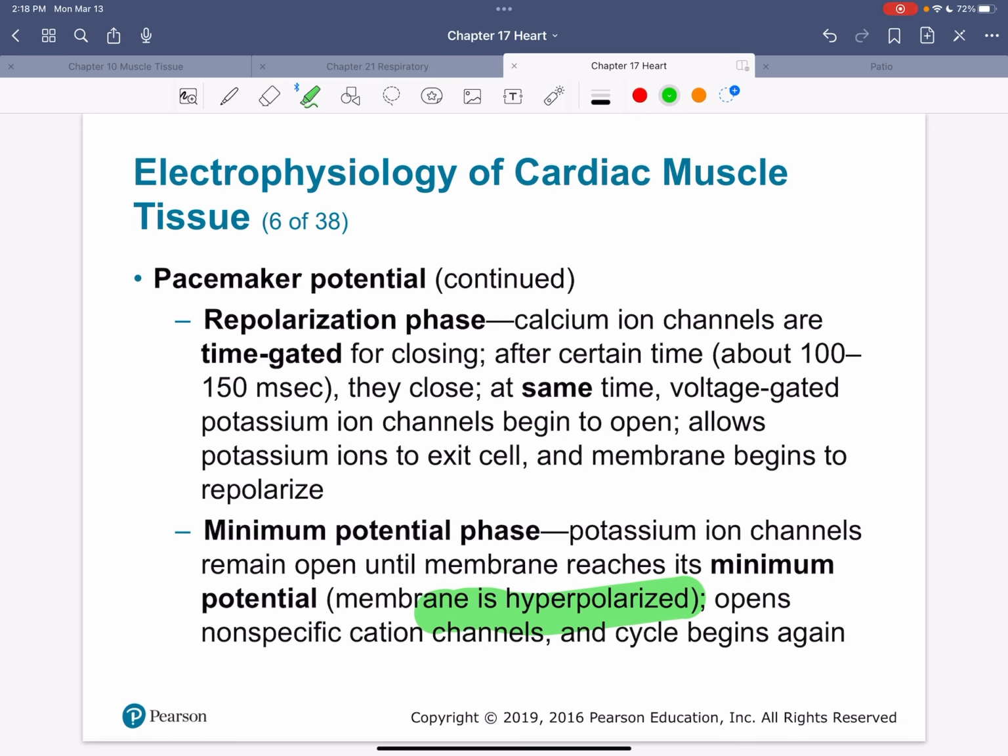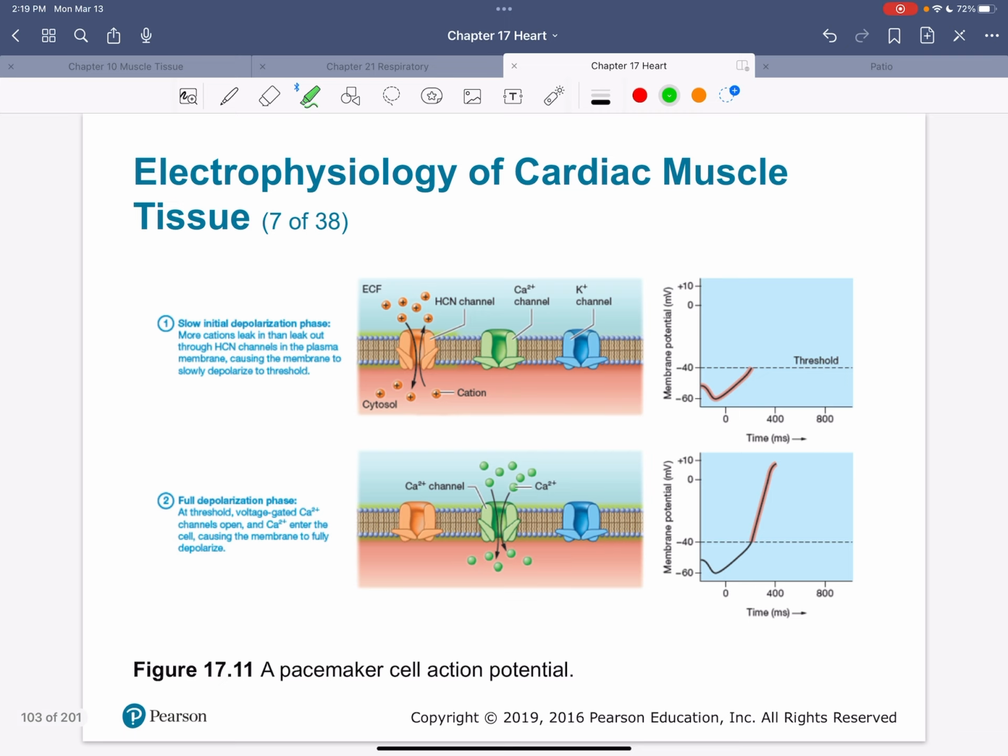And of course, consider what that means. When the cell becomes hyperpolarized, who opens up now? It's the non-specific cation channels, and I start the whole thing over and over again. So it's a continuous cycle where there's really no big rest in between. I get the hyperpolarization. The effect of that is a depolarization. I hit a slow depolarization. I hit threshold. I get the real depolarization happening. I get repolarization. I hit minimum potential, which is hyperpolarization, and it starts over and over again.